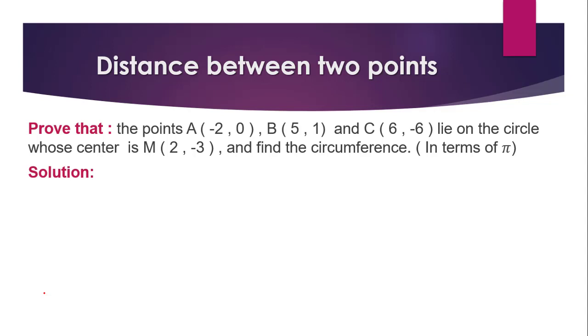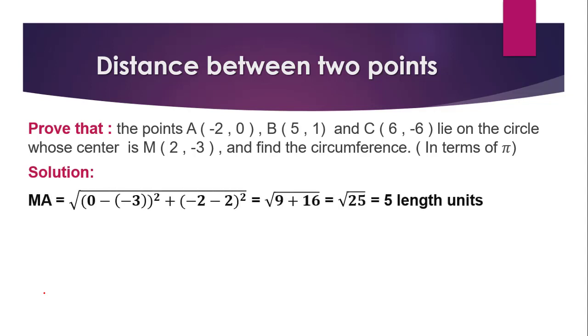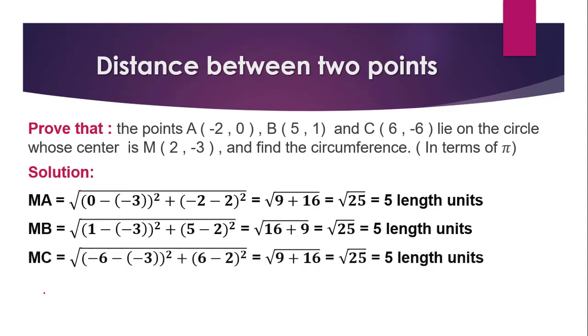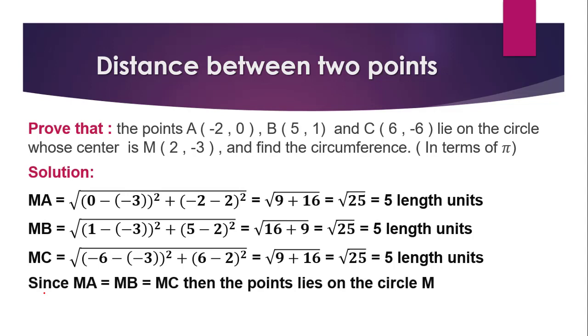Okay, if the 3 points belong to this circle, it means that MA equals MB equals MC, as we said before. So I'll calculate MA by the same rule, 5 length units. I'll calculate MB and I'll calculate MC. You can calculate it yourself. As you can see here, the 3 lengths are equal. So MA equals MB equals MC, and this is the radius of the circle. So R here equals 5. Since MA equals MB equals MC, the points lie on the same circle M.